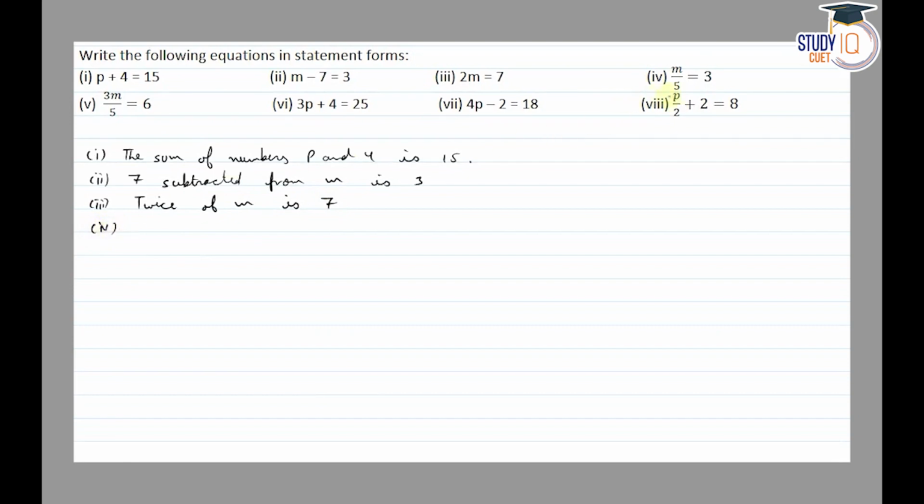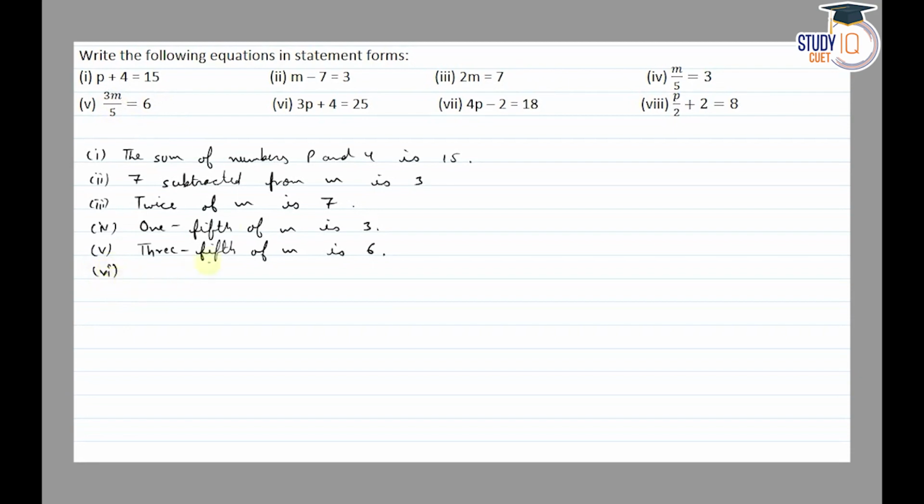Then fourth हो जाएगा m by 5 is equal to 3. So 1/5 of m is 3. Then fifth 3m by 5 is equal to 6. So हो जाएगा 3/5 of m is 6. यहाँ हम इसे ये भी लिख सकते हैं thrice of m is divided by 5 is equal to 6.